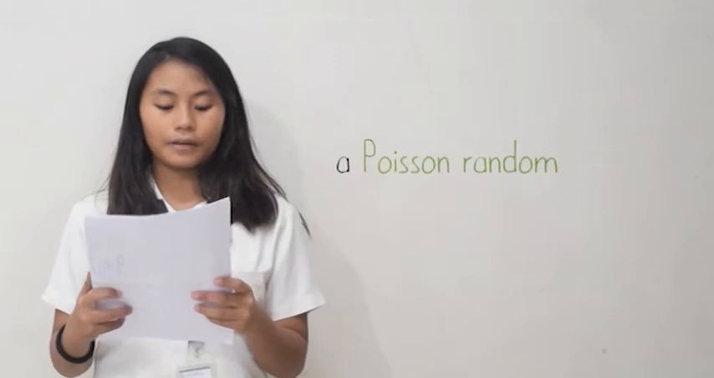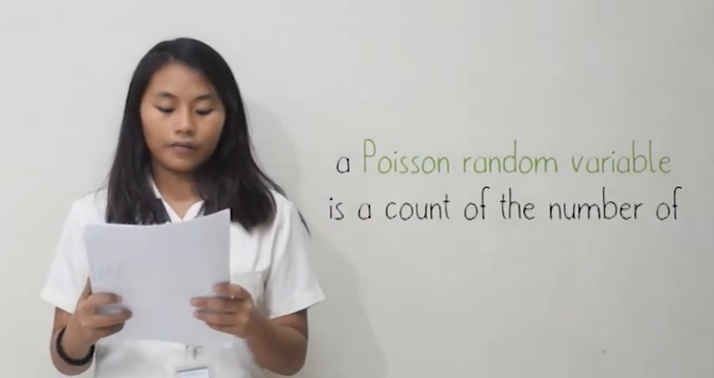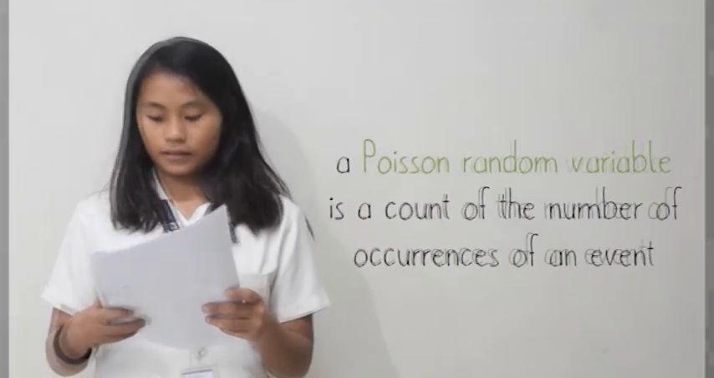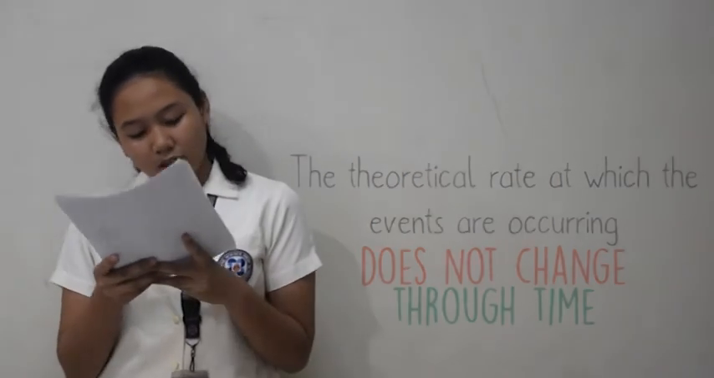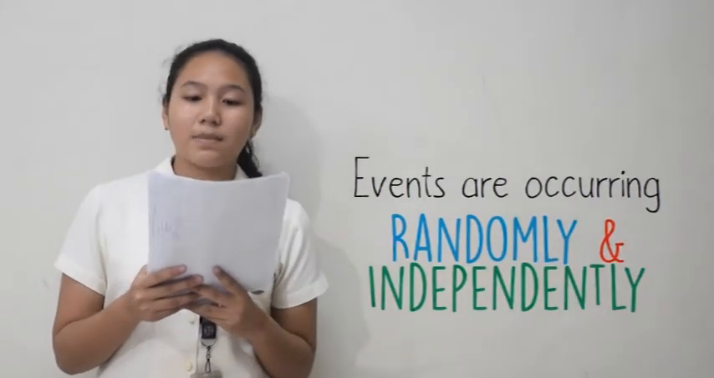But the Poisson random variable is a count of the number of occurrences of an event. I'm going to phrase the following in terms of time, but the same ideas hold if we're discussing distance or area or volume, etc. Suppose events are occurring independently. In other words, knowing when one event happens gives absolutely no information about when another event will occur, and the probability that an event occurs in a given length of time doesn't change through time. In other words, the theoretical rate at which the events are occurring does not change through time. A little more loosely, we might say that the events are occurring randomly and independently.